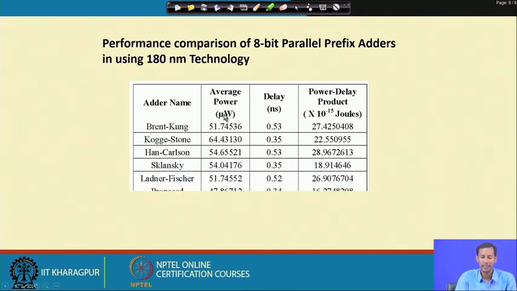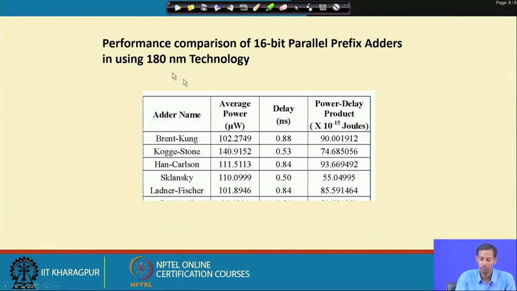Then if we take the power and delay consumption of these 5 adder architectures, you see this Sklansky adder gives you the lowest power delay product whenever we are developing an 8 bit parallel prefix adder using 180 nanometer technology. Then this is for a 16 bit parallel prefix adder using 180 nanometer technology. Again you see the Sklansky, the delay is basically lower. Based on this, the average power consumption is 110 and the corresponding power delay product is 55, which is the minimal one compared to the other 4 adder architectures.